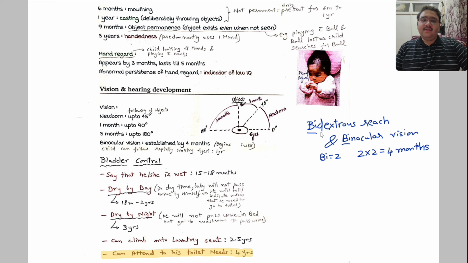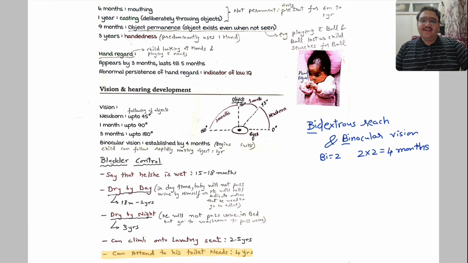Then coming to the vision and hearing development, in a newborn, following objects up till 45 degrees. Then till 1 month up to 90 degree. Then 3 months up to 180 degree. And binocular vision is established by 4 months. Then child can follow rapidly moving object till 1 year. You can remember bidextrous reach and binocular vision, both by 4 months.